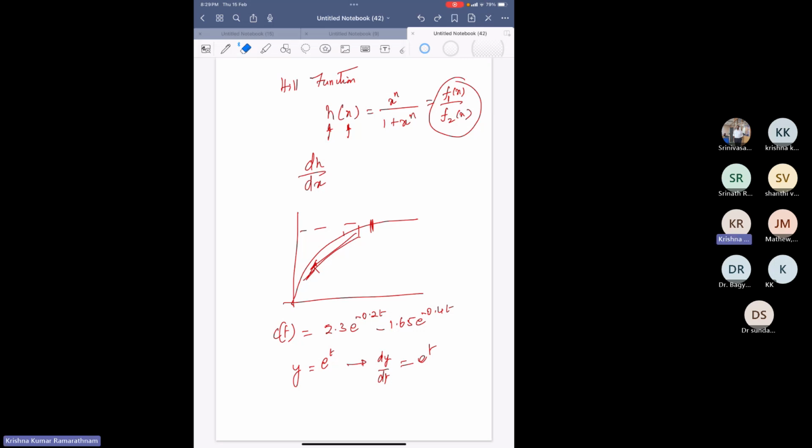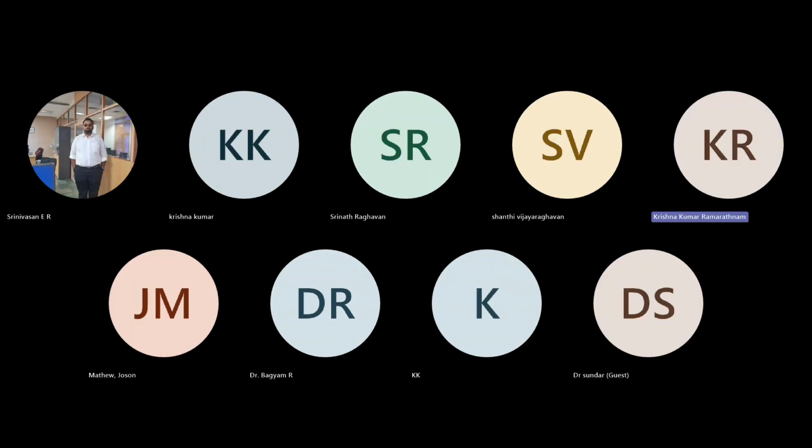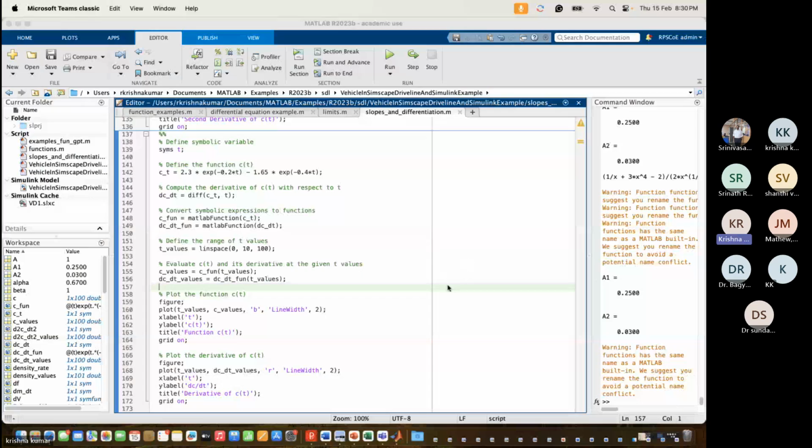Okay. Now I'm going to shift because there's no time. It'll take a few minutes. So I'm going to go back to my MATLAB code. Okay. Sorry to shift again. I'm going to share my screen. Are you able to see my screen? Yes, sir. Yeah. We are able to see it.